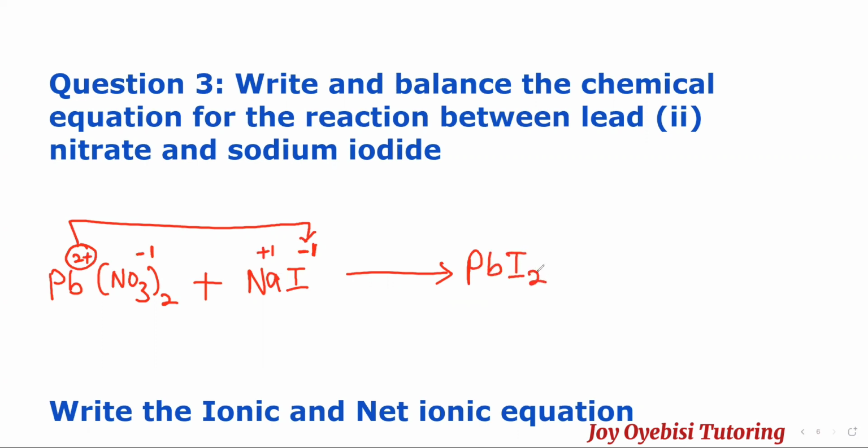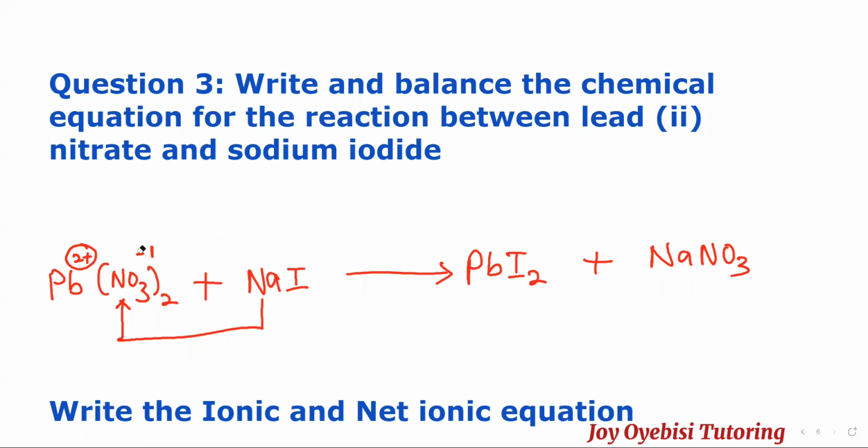So crisscross, okay? And then the positive charge on sodium would combine with that of the negative of nitrates. And since both of them are 1, 1, you're just going to have NaNO3, sodium nitrate. And that would be the product of this reaction. The next step would then be to balance the equations.